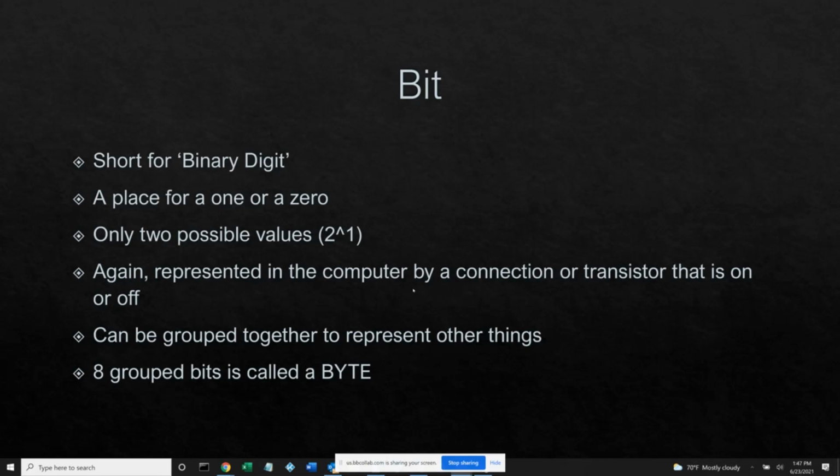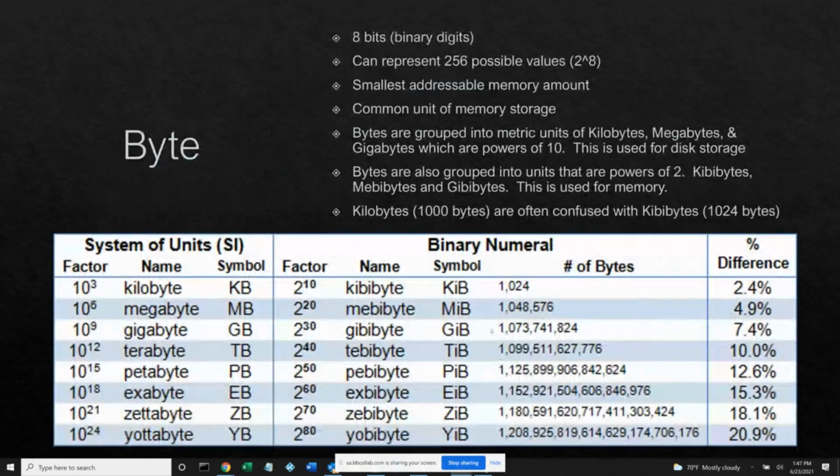But generally, we take bits, a 1 or a 0, and we group them together, and that grouping of bits allows us to represent many, many other things. If we take 8 of those and group them together, that's referred to as a byte, B-Y-T-E. Again, a byte is 8 bits, 8 binary digits. A single bit can only represent a 0 or 1, but if we group 8 together, we end up with 2 to the 8th power possible values, which allows us to represent 256 possible values.